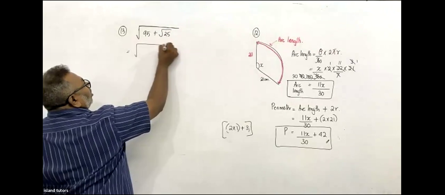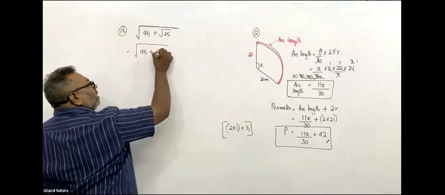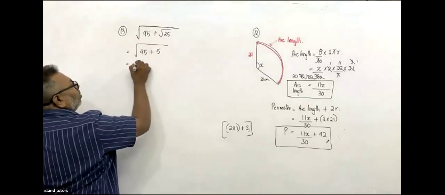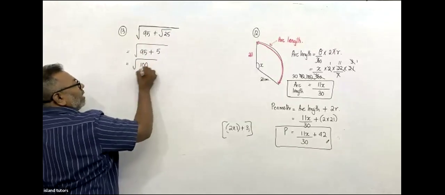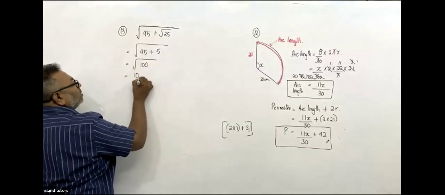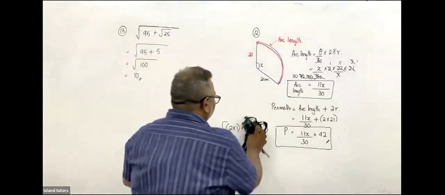So square root of 25 we know is 5. Now 95 plus 5 is 100. Square root of 100 therefore is 10. That is easy. That's an easy one.